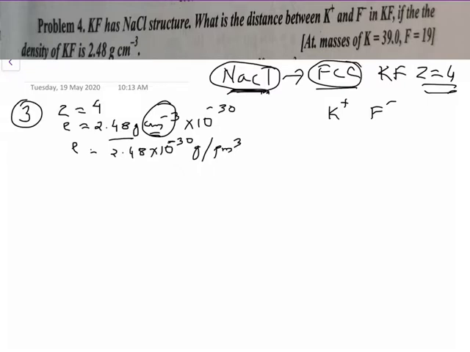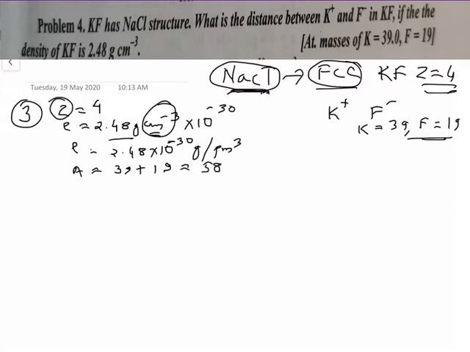Then what is the molecular mass? Just below the question it is given that potassium has an atomic mass of 39 and fluoride has atomic mass of 19. This will be given to you, you don't need to worry. To find out what is A, or atomic mass, in fact in this case it is molecular mass, A is equal to KF. KF means potassium is 39 and fluoride is 19, so the total comes to 58.